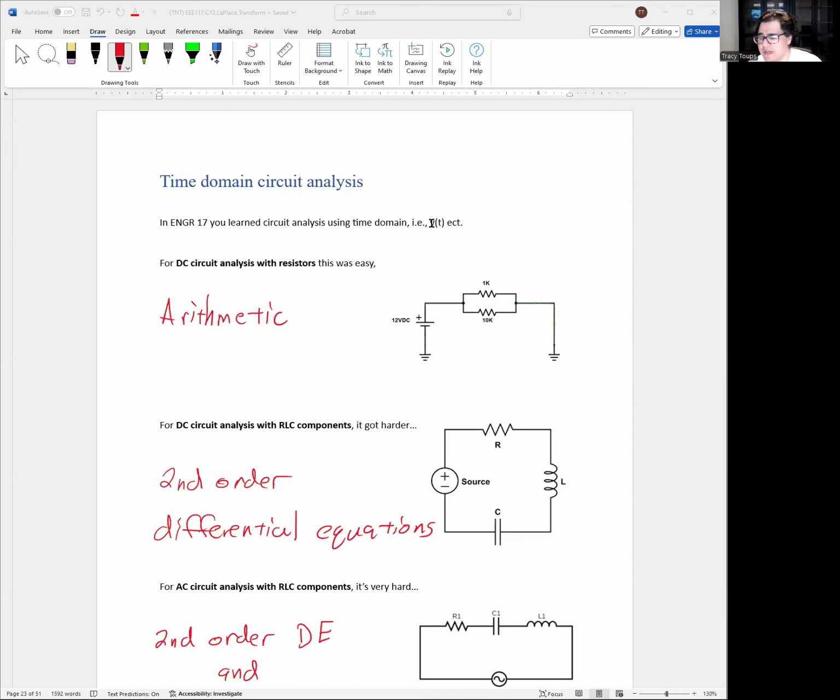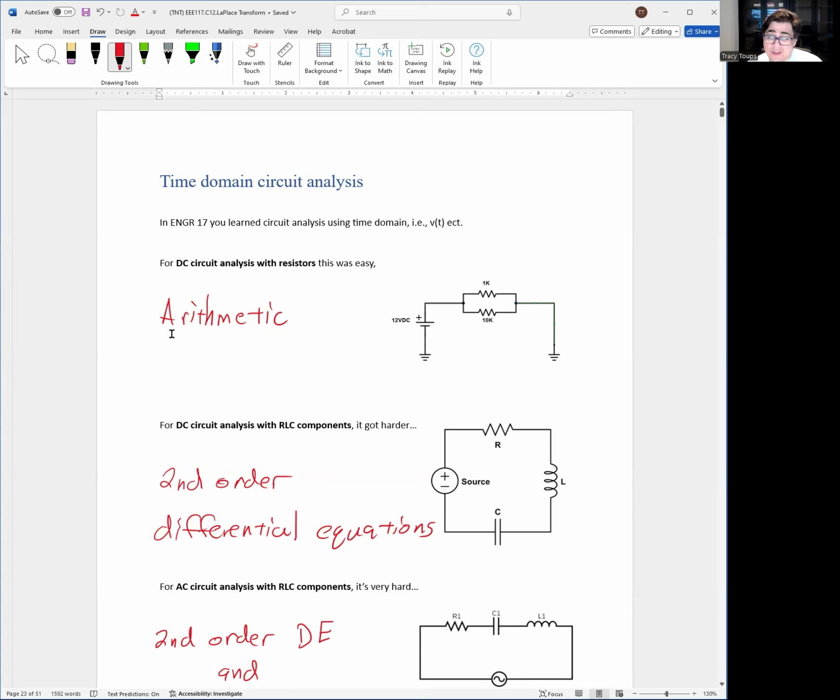Almost everything you've learned was always related to time: V of t, I of t, P of t. The most basic thing you started with was DC circuit analysis with resistors. So you have two resistors in parallel, you get voltage, and you can figure out the current through Ohm's law.